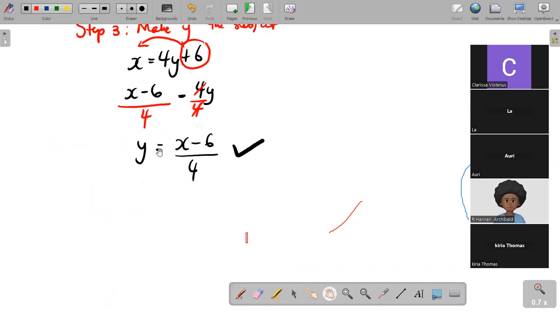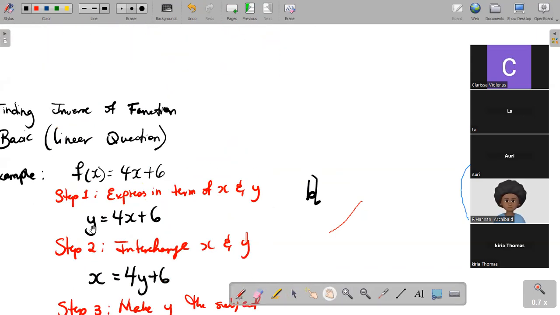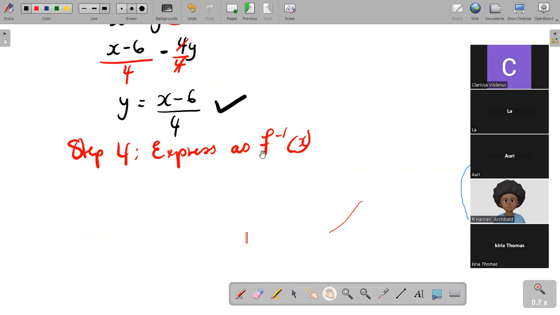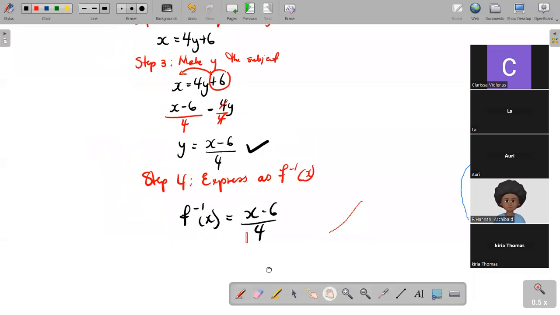There's one more step. We don't leave the answer like this. Step 4 is express as inverse function. So what you do now, you see how in the beginning, we went from f of x to y. We now need to carry it back to that. So we switch out the y with f inverse equals your answer, which is x minus 6 over 4. So that's your answer. It must be like this.